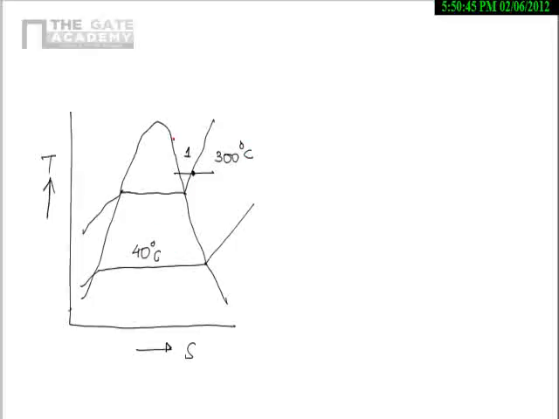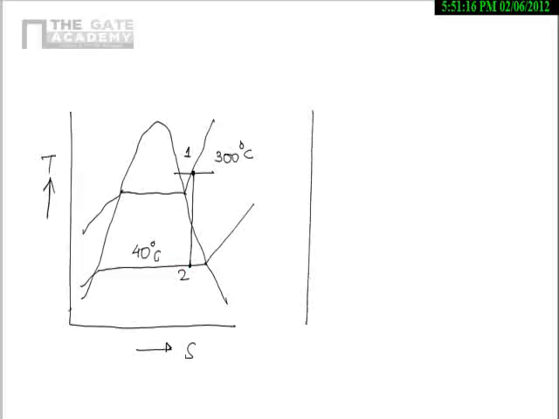And if it is expanding here, I will get a point 2. That is in the dome, meaning 1 is in the superheated state, and 2 is in liquid vapor mixture form. So here at point 2, we have to find out the dryness fraction value. Then only we can calculate enthalpy at point 2.